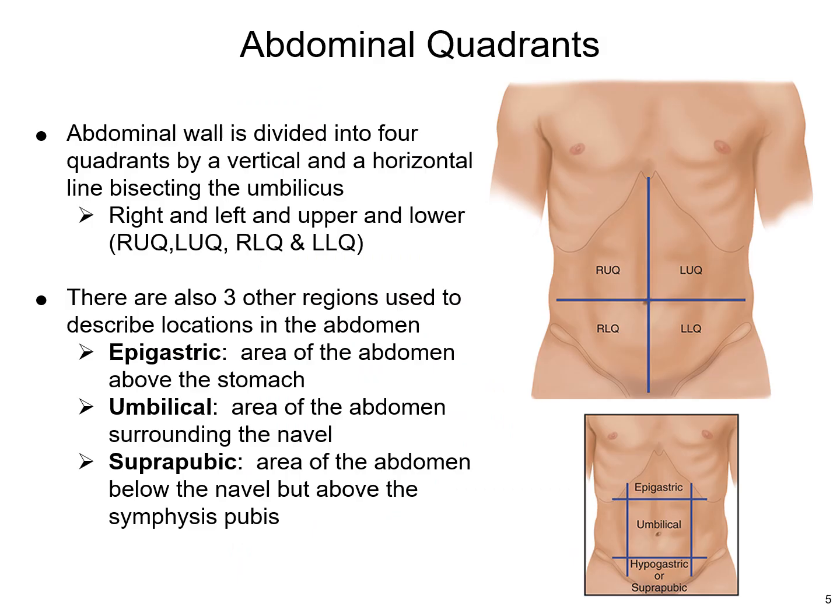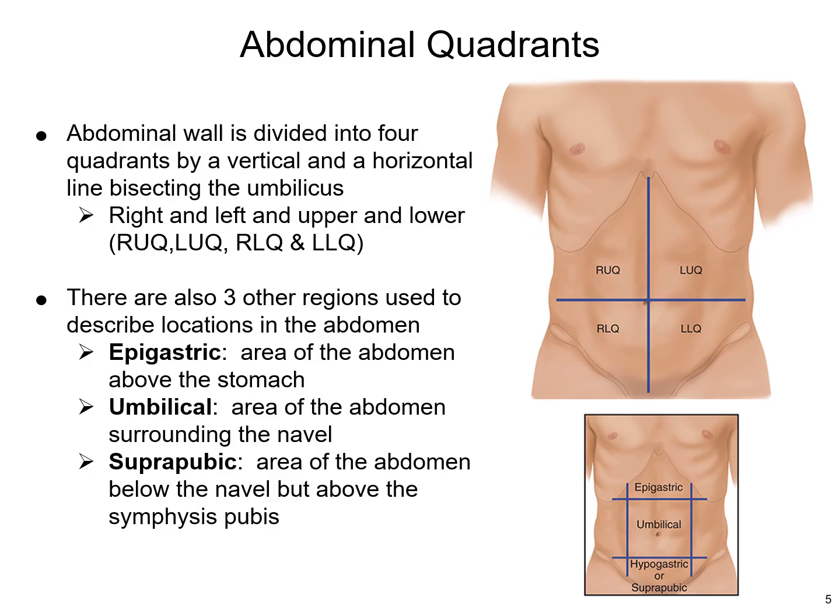The abdominal wall is divided into 4 quadrants by a vertical and a horizontal imaginary line. It bisects at the umbilicus area. And then we have our quadrants. We start at the right lower quadrant, then we will move to the right upper quadrant, then over to the left upper quadrant, and then the left lower quadrant.